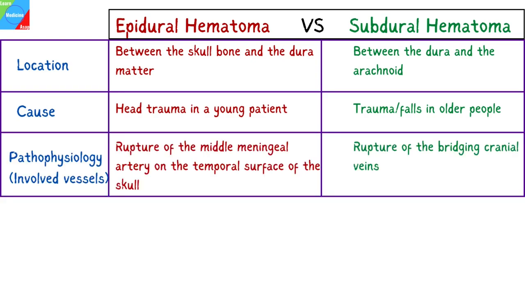On the pathophysiology and involved vessels, for epidural haematoma, there is rupture of the middle meningeal artery on the temporal surface of the skull, while for subdural haematoma, there is rupture of the bridging cranial veins.